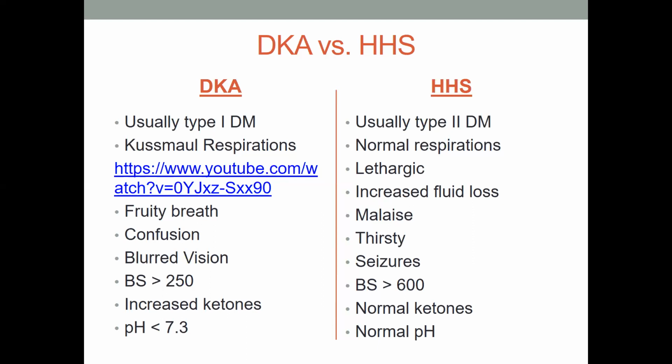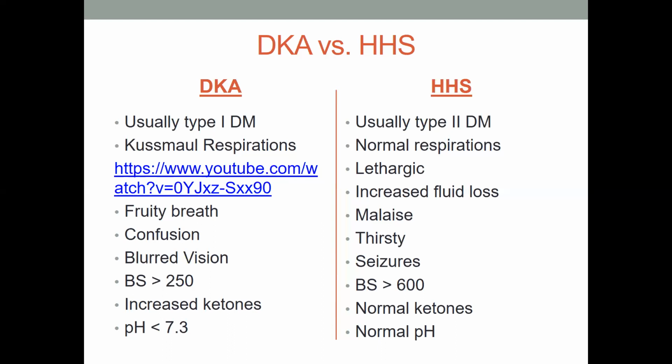You may see Kussmaul's respirations, which is a rapid, deep respiration. It's not labored, but it's really rapid inhale and that long exhale. Because remember, they're acidotic, so they're trying to blow off that excess CO2 to balance their pH. Usually their CO2 levels will be low, like 10 to 30. Mental status will vary. They can be anywhere from alert to comatose or even lethargic.